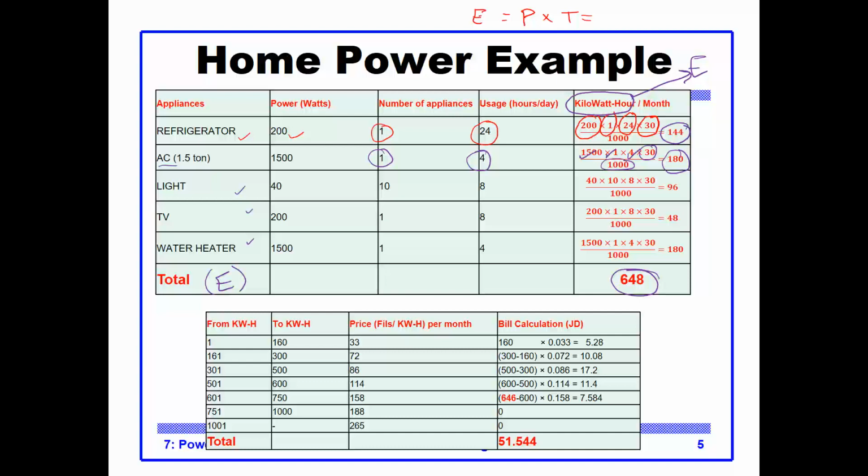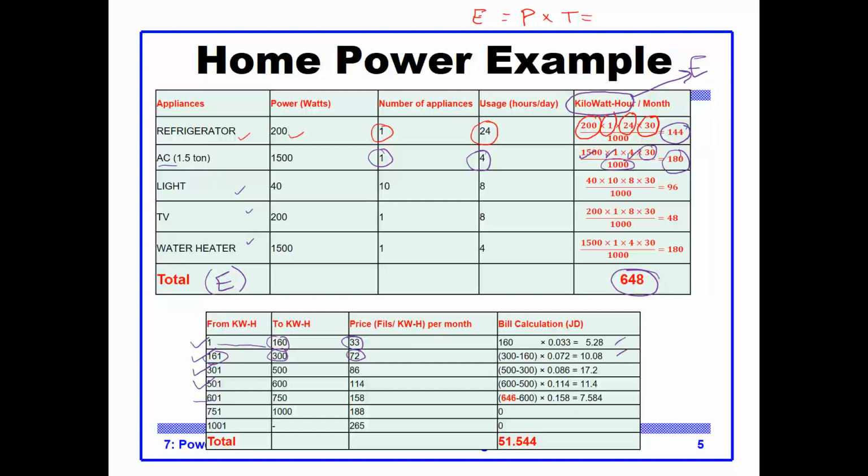Now you look at the electricity bill here in Jordan, and actually everywhere, you will see that the calculation of the electricity bill goes into certain brackets. So if your consumption per month is from 1 kilowatt to 160, then this is the price. 161 to 300 kilowatt hour, this is the price. So since we have 648, we are covering this bracket and this bracket and this bracket and this bracket, and all the way even up to this bracket.